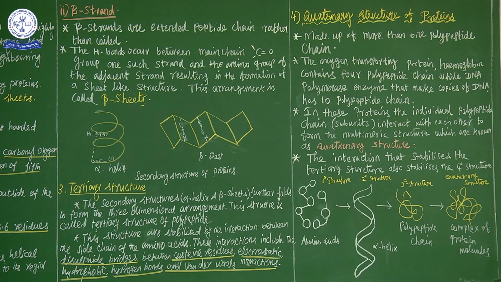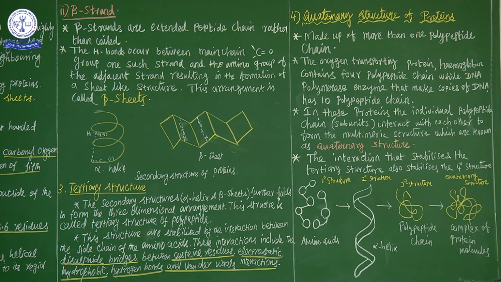So the tertiary structure வந்து the secondary structure ஓட further folding form தான் என்னது, tertiary structure, three-dimensional arrangement, which is stabilized by the disulfide bridges between cysteine residues. For other amino acids there are electrostatic interactions, hydrophobic, hydrogen bonds and van der Waals interactions present. Then the last one is quaternary structure of proteins. So in the fourth structure தான் என்னது, quaternary structure.